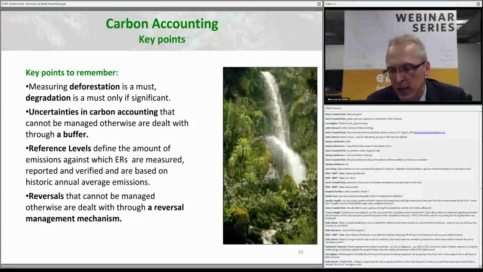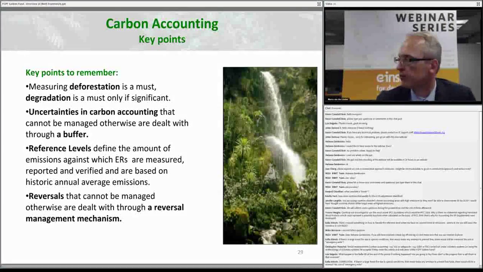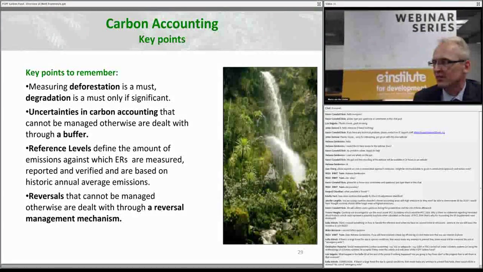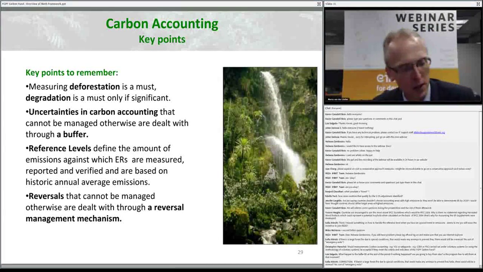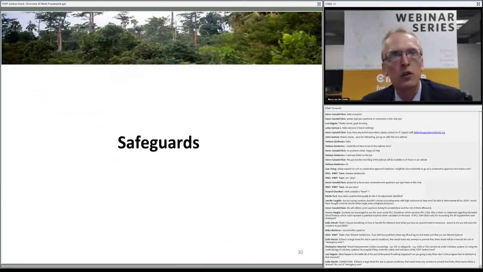We see that there are a lot of other questions, and we will address them after Marco has run through the rest of the presentation, and we'll come back to these questions that still remain. Okay, thank you, Nina. So, moving on to the rest of the methodological framework. I know carbon accounting is always one that creates a lot of questions, but there are a lot more interesting things in the methodological framework.